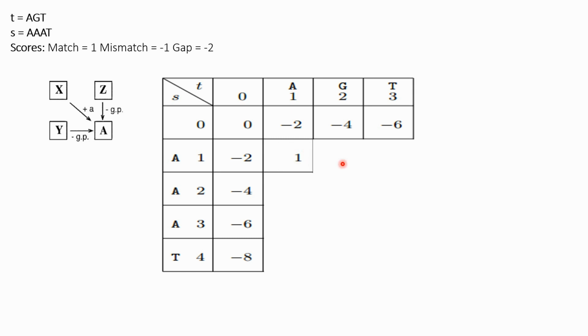We place 1 here. Now we move to the next box. It is a mismatch. So minus 2 plus minus 1 is minus 3, minus 4 plus minus 2 is minus 6, and 1 plus minus 2, the value of the gap, so it becomes minus 1. So the minus 1 is the maximum, and we place it here. In this fashion, we fill the whole matrix.